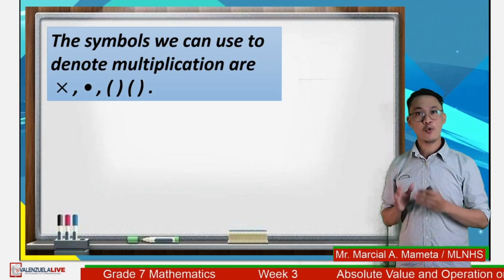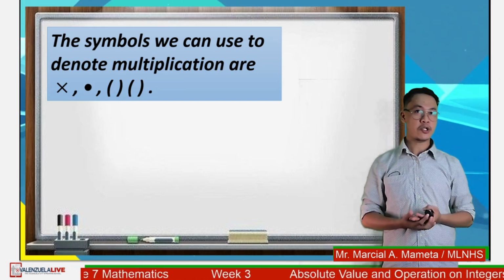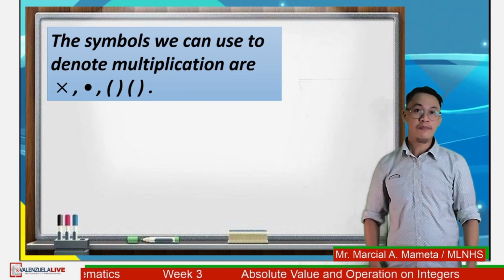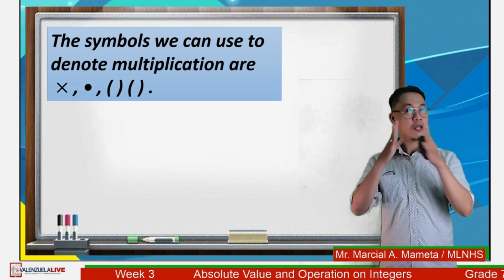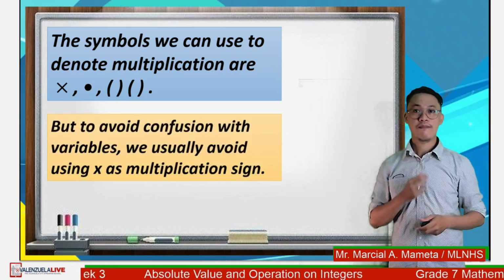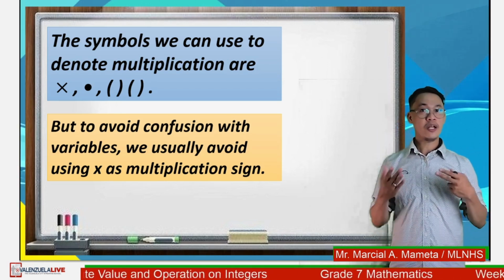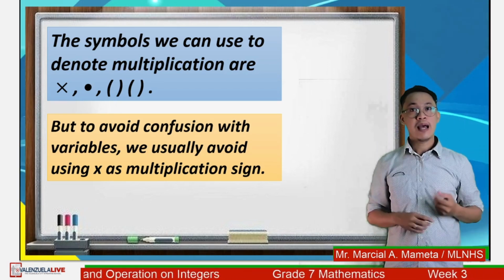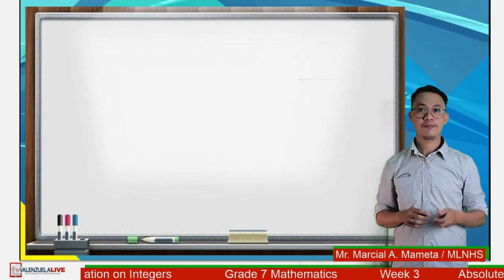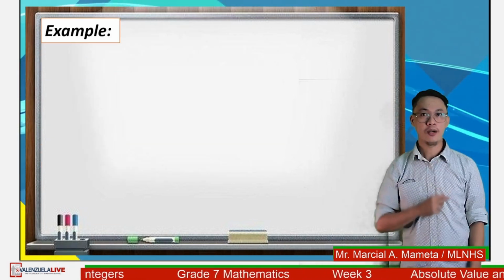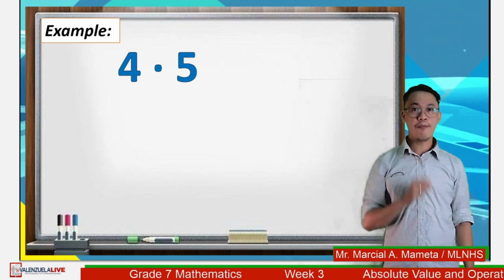The symbols we can use to denote multiplication are the following. We have the x sign, a dot, or a parenthesis. But to avoid confusion with the variable, we usually avoid using the x sign as a multiplication sign. Example: multiply 4 and 5.